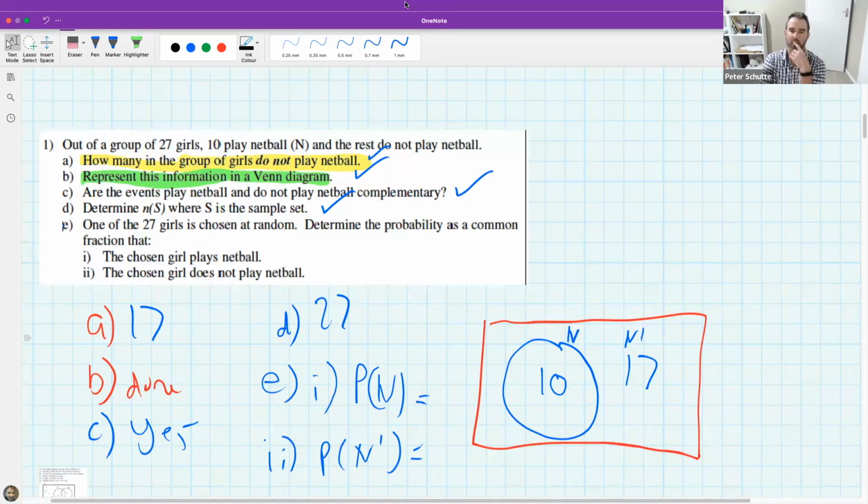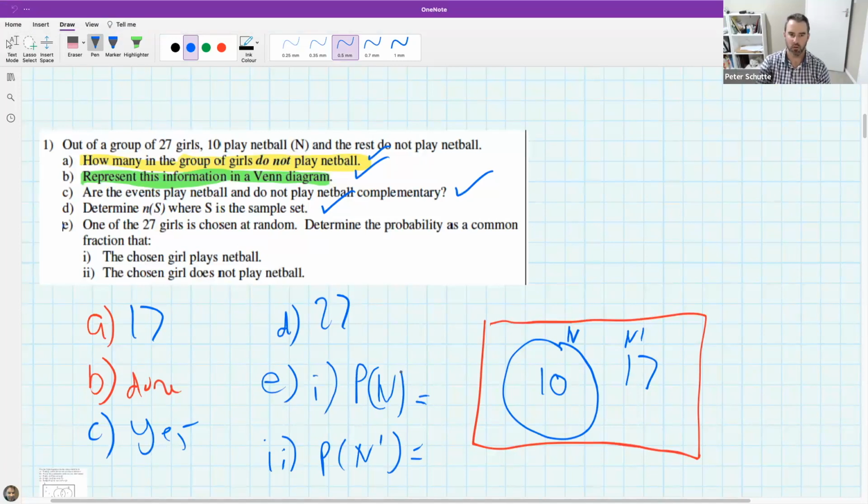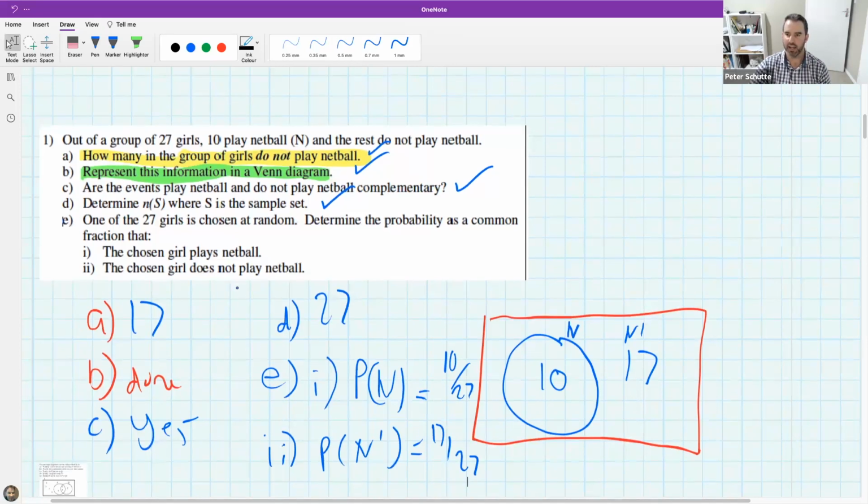What do we think the answer is going to be there? So we know actually that this is going to be 10 out of 27. And then the ones that do not play netball are 17 out of 27. And that's going to be the probability. Okay, so that was a simple one like that.